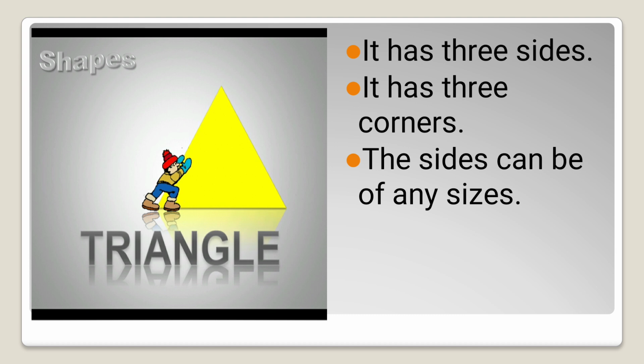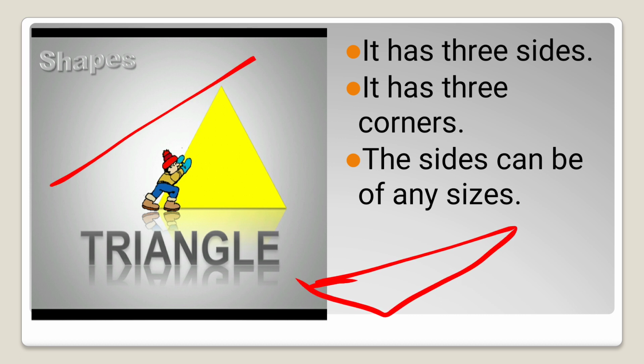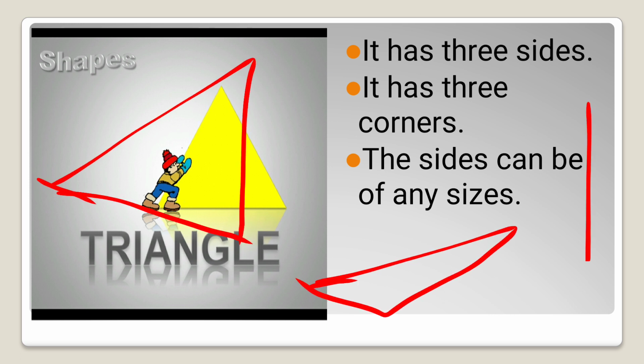Now the third shape is triangle. A triangle has 3 sides, as you can see, 1, 2 and 3. And it has also 3 corners like 1, 2 and 3. The sides can be of any size. So in a triangle, it is not necessary that all the three sides will be equal. It can be of any size. We can draw a triangle like this. We can also draw a triangle like this. So these all will be a triangle.